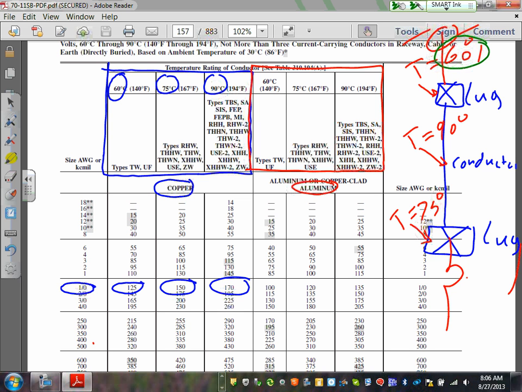So if that was 1 aught, what amp? What's the amp for 1 aught? 125. Did you guys hear me? Everybody can understand that one? It's 125, no question asked, based on the lugs and the temperature of the conductor.